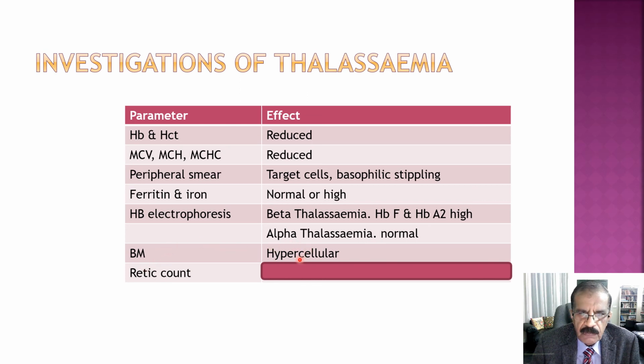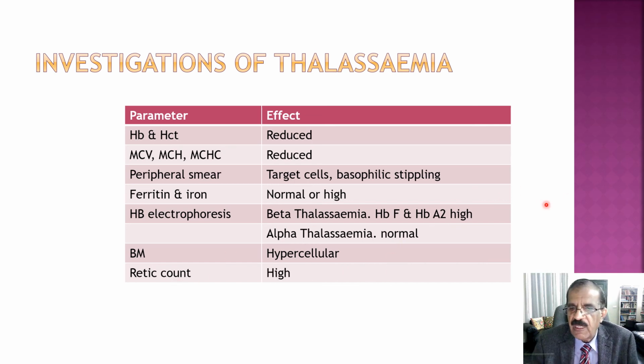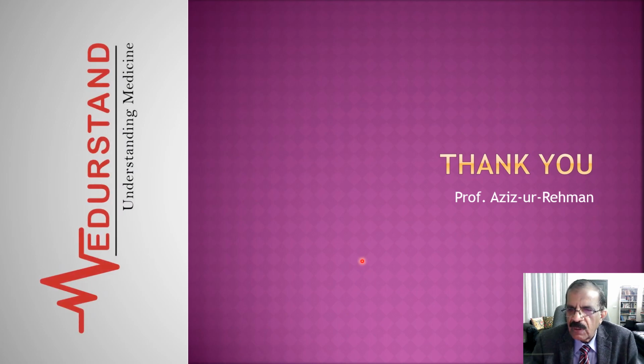Bone marrow will be hypercellular, and the reticulocyte count will be increased because in patients with thalassemia there is always a component of hemolysis and new cells are formed. Although new cells are formed, since the lifespan of RBC is reduced, these patients are still anemic. So that was all about thalassemia. I basically focused on alpha thalassemia or beta thalassemia minor because I deal with adults. Those who are interested in learning more about thalassemia major should refer to some textbook of medicine.